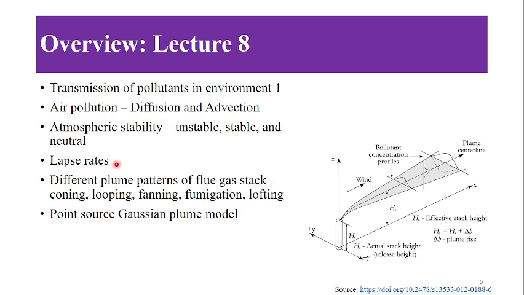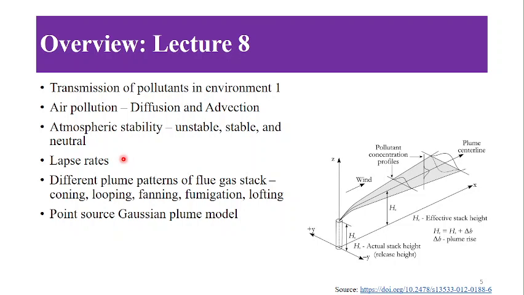There is a dry adiabatic lapse rate and there is a moist adiabatic lapse rate. So if your atmospheric lapse rate or the environmental lapse rate is greater than the dry adiabatic lapse rate, it is considered an unstable environment. If it is less than the dry adiabatic lapse rate, it is considered a stable environment. If it is equal to the dry adiabatic lapse rate, it is called a neutral environment. So next, the flue gases which are emitted from the stacks of the industries also contain a lot of pollutants, and the plume patterns.